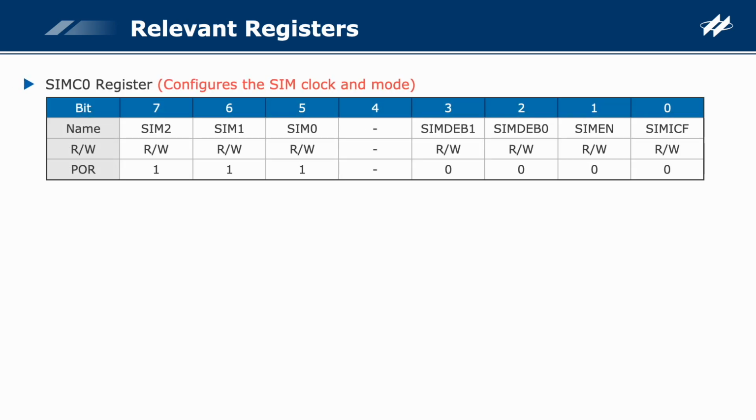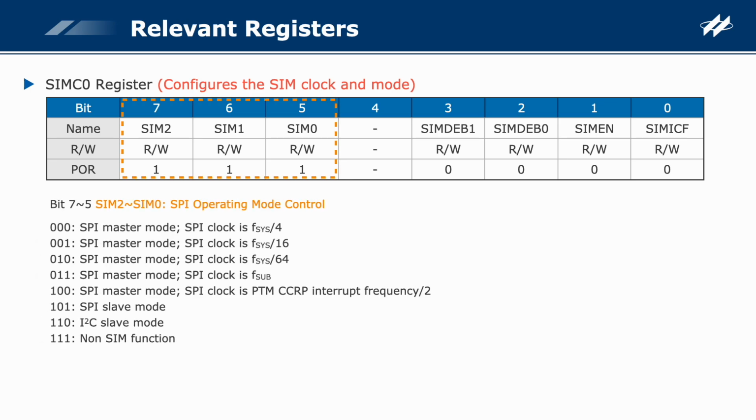The second one is the SIMC0 register. The SIM2, SIM1 and SIM0 bits are used to configure the SIM operating mode, including the SPI master mode and master clock frequency, SPI slave mode, and I2C slave mode.